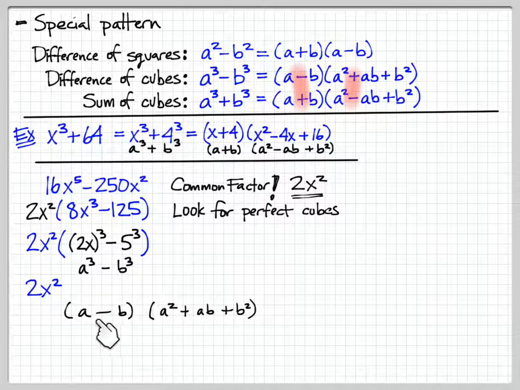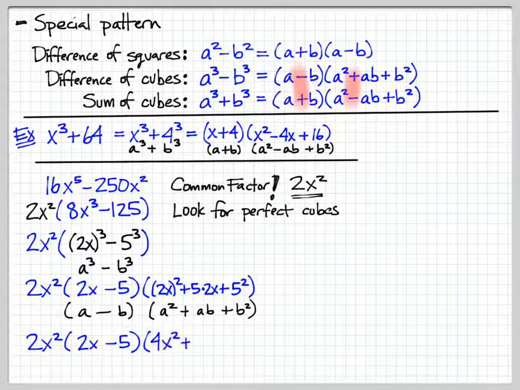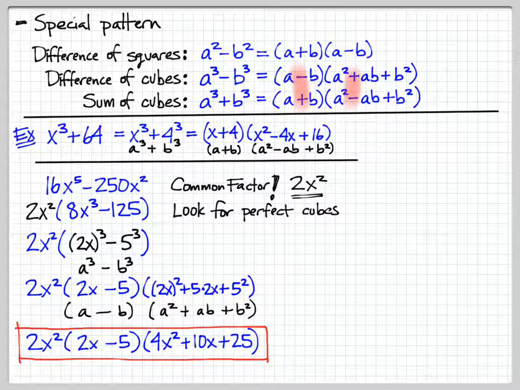You don't have to do this, but as you start doing it, you might want to do this just as a method. And then wherever you see the a, you put 2x. Wherever you see the b, you put 5. And we do that for the entire pattern. And then we simplify that out. And then we get to our final form. And there's nothing more we can do. This is our fully, completely factorized term here. Okay, let's move on.